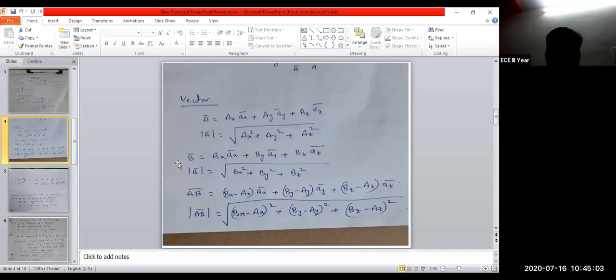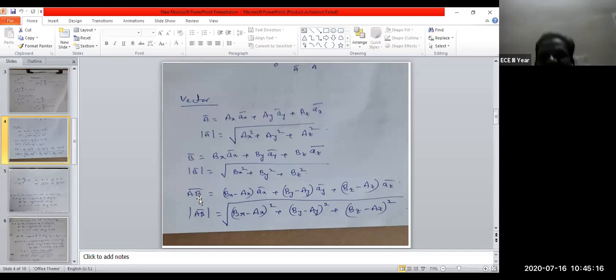So suppose A bar plus B bar. I had written only the product of two vectors. If I ask the question, what do you mean by A bar plus B bar? Addition of two vectors. What is A bar here given? AX bar plus AY plus AZ. So add the component of X values. A bar plus B bar is equal to AX plus BX.